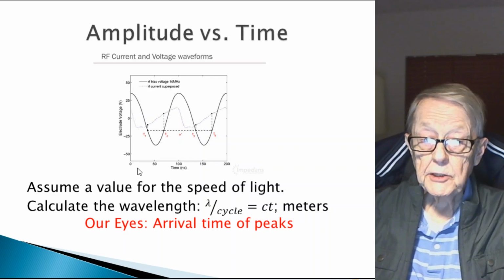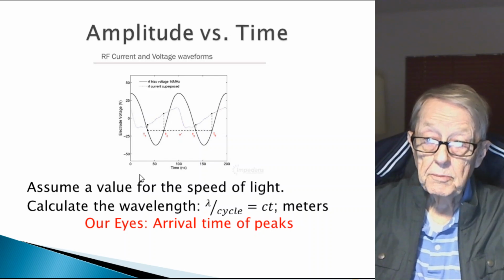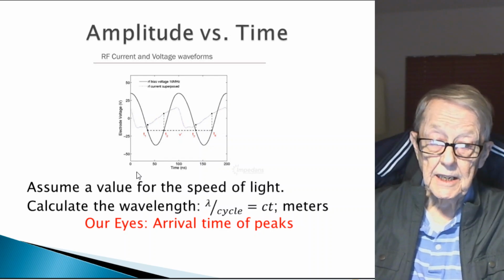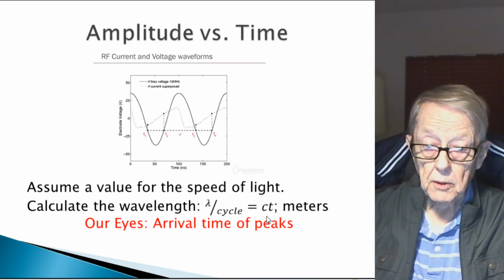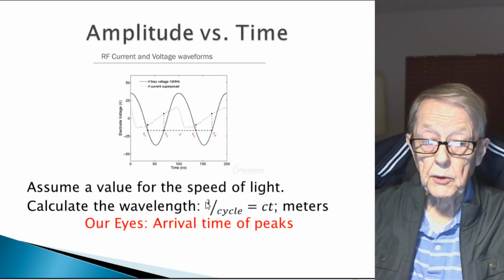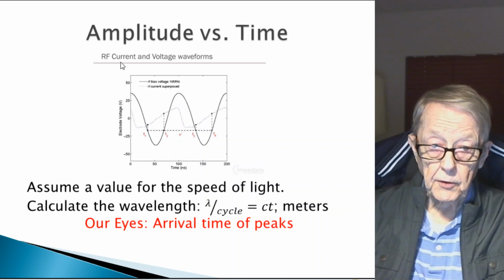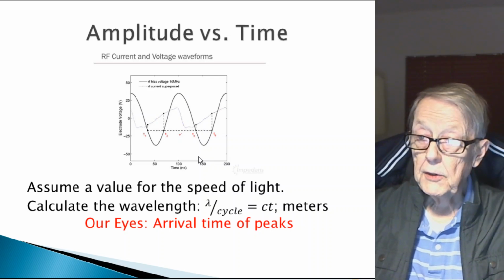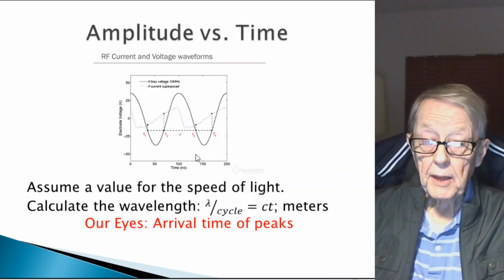In order to get it, you have to assume a value for speed. And of course, what other value would mainstream science pick? Sure, c as the value. To calculate the wavelength, all you need to do is multiply c times the time interval between peaks. That tells you the wavelength in meters per one cycle, if you take the time between this peak and that peak. So that's how you get wavelength. You can't measure it. You have to measure amplitude and time.